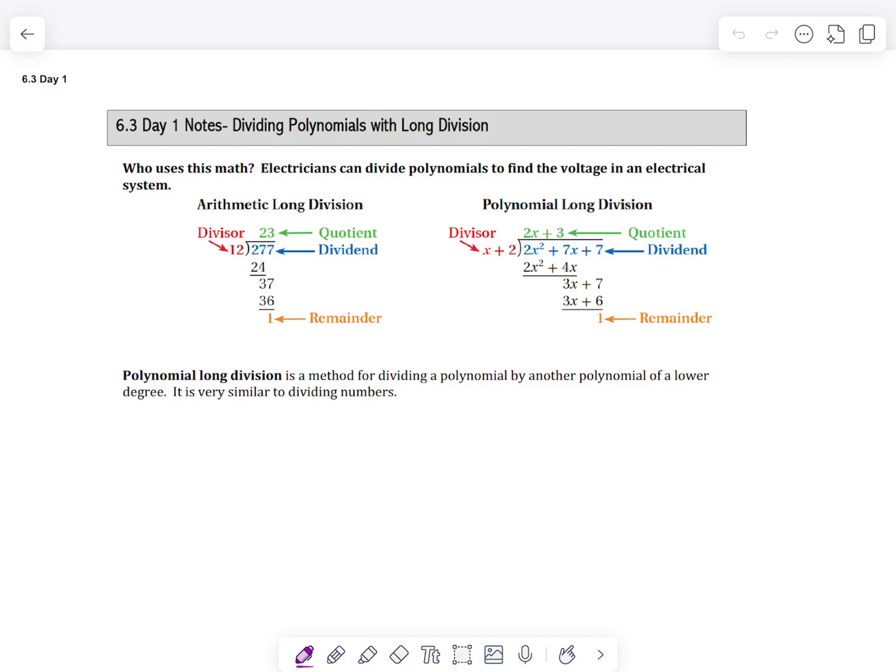You need to know what the divisor is, what you're dividing by. The dividend, that will be your numerator. You have your quotient, and then your remainder. So polynomial long division is a method for dividing a polynomial by another polynomial of a lower degree.